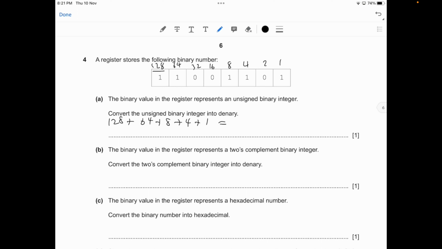These are all values with 1 at the bottom, so we can add all of them since they are active. That's going to give you an answer of 205. That's going to be the answer for 1 mark.